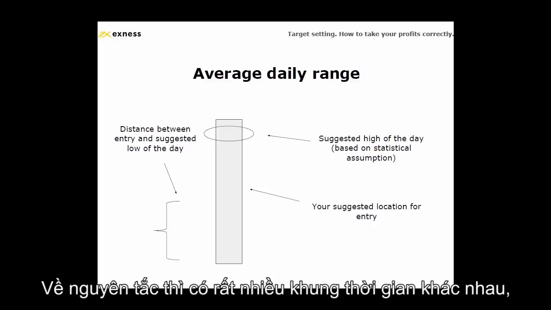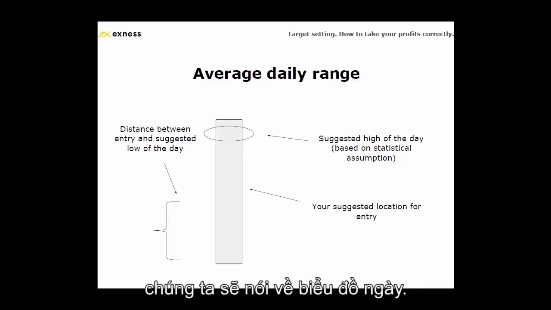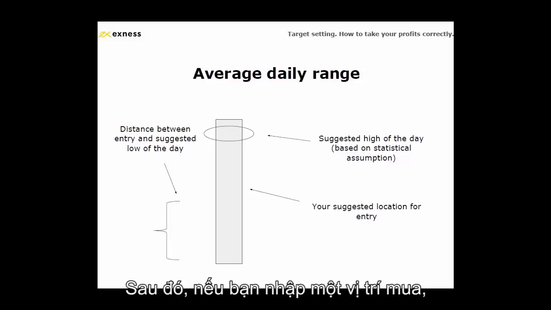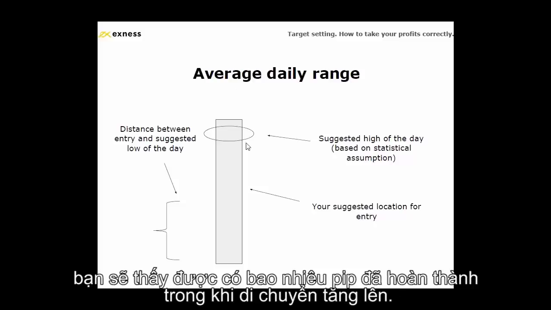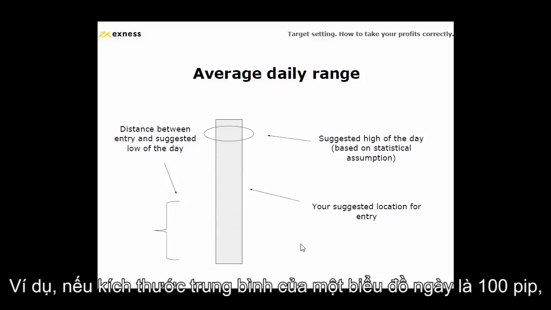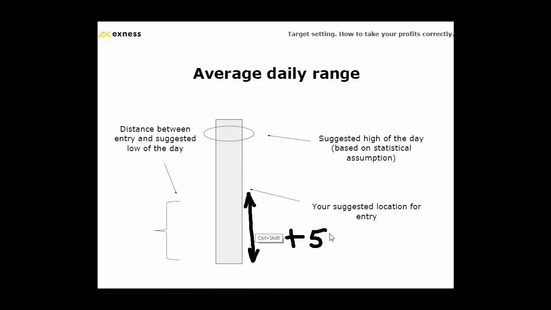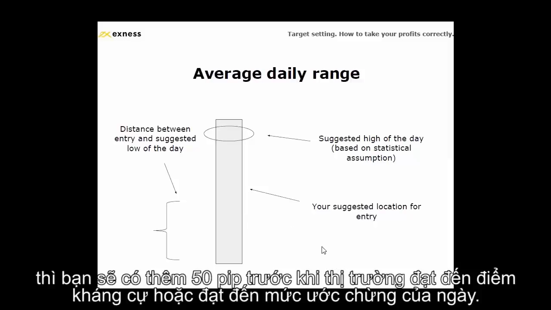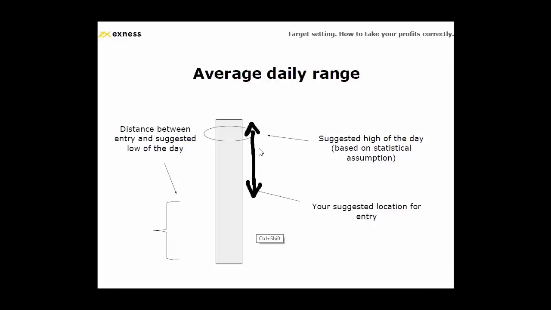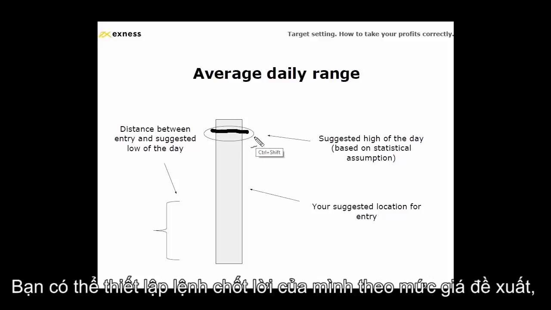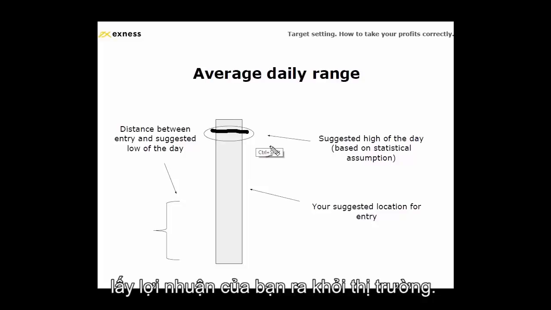The principle can be pretty much the same for different time frames, but in the context of this webinar we are talking about daily bars. Then, if you enter a long position, you see how many pips were already completed in the context of the suggested move. For example, if the average size of the daily bar is 100 pips, and your location for entry is 50 pips higher than the suggested low of the bar, you have 50 more pips before the market will possibly reach the resistance or reach the suggested high of the day. And you can set your take profit order at the suggested price, taking your profits out of the market.